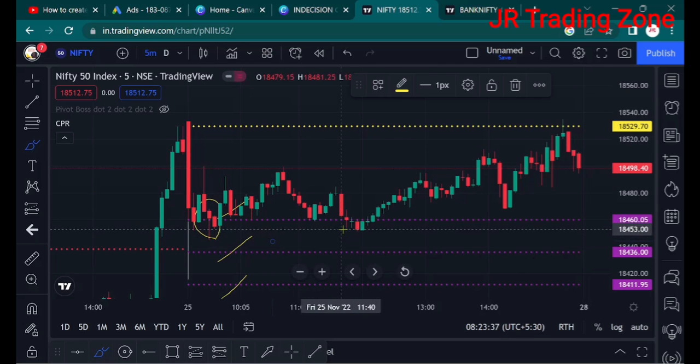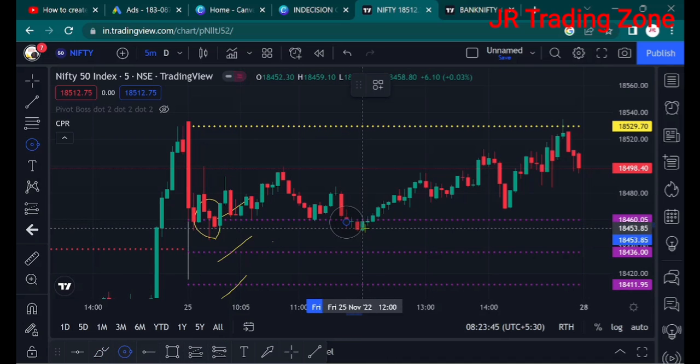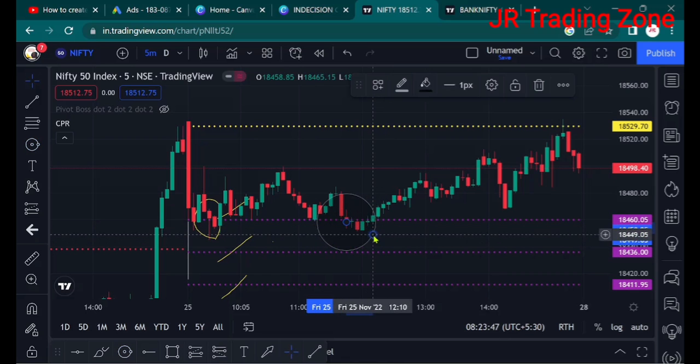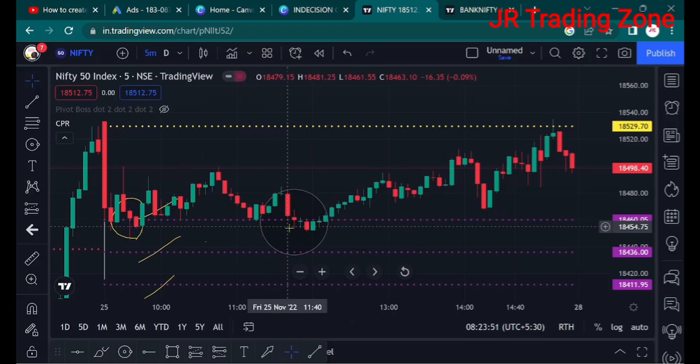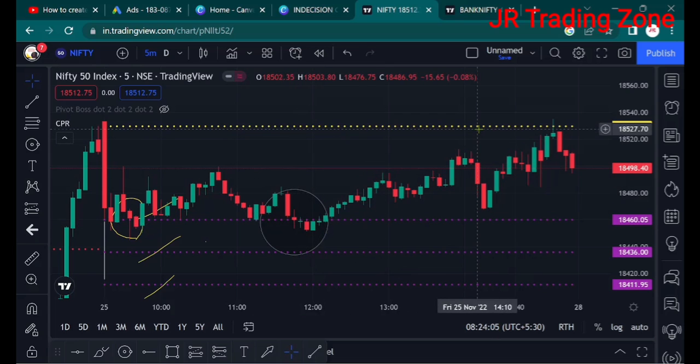Now see here, right at the support line, you can see one more doji. Doji means indecision candle. I will show the candle. See, this is an indecision. Can you take a long trade or short trade here? No. Why? It is showing indecision. These are all small dojis. This one is a doji and this one is also a doji. So you can't go short or long here.